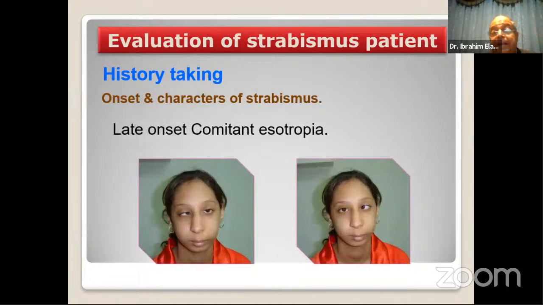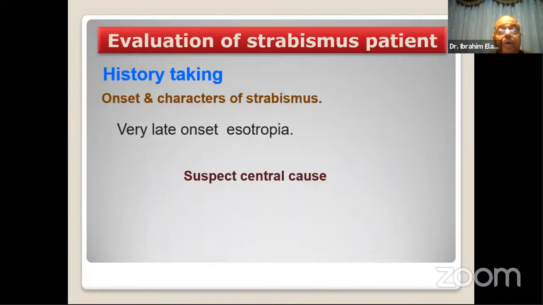Sometimes there is a late onset comitant esotropia like that. If the esotropia starts very late, suddenly after the age of 10 years, this is not the usual age of strabismus. Then you have to suspect a central cause, and you have to image this patient.